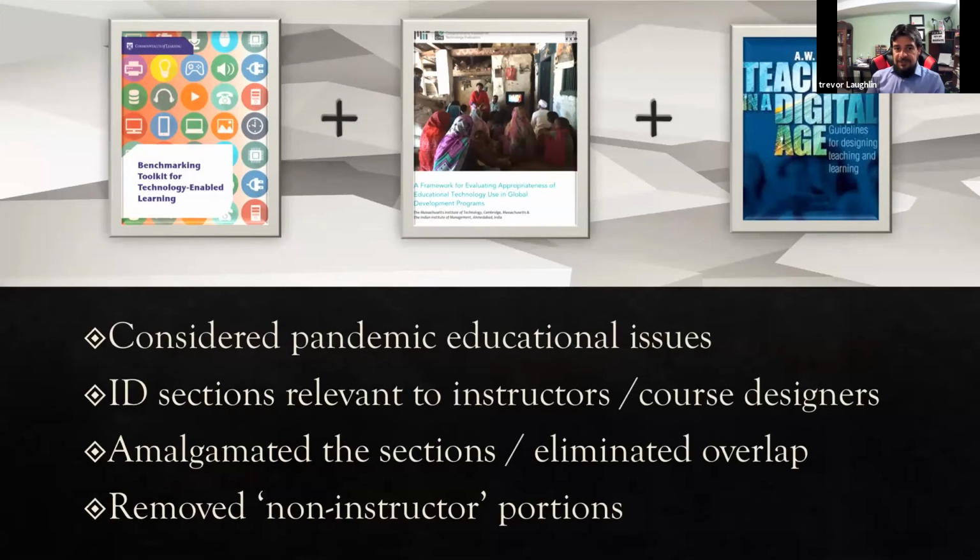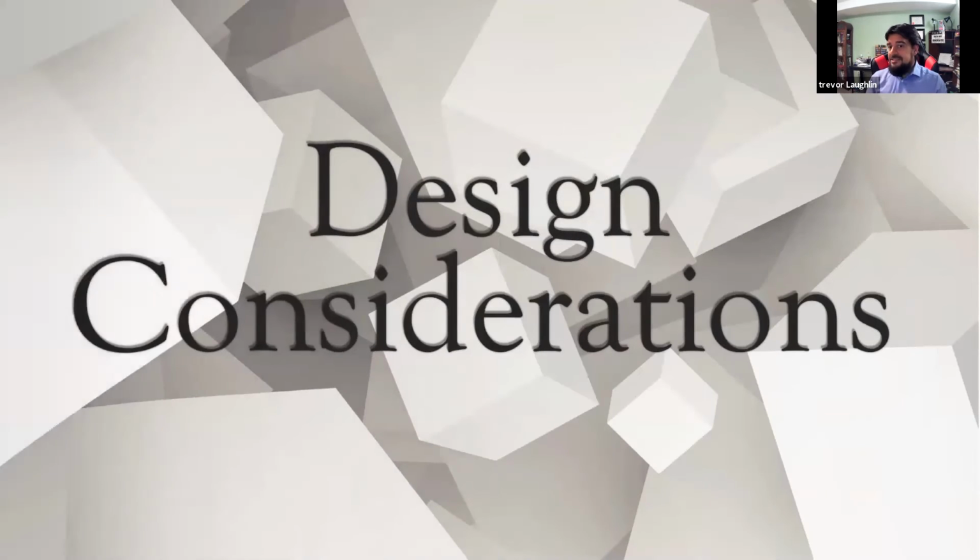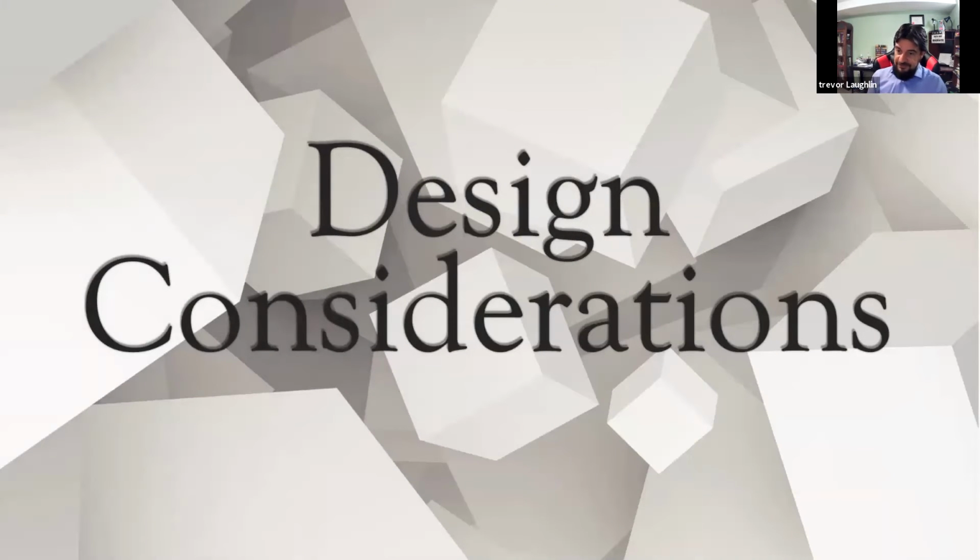So what we did is we took the benchmarking toolkit, we took CITE, and we took sections, and we analyzed that for, first of all, what is relevant to teachers? What is relevant to course designers, people in the trenches doing work right now? We amalgamated those common sections found in the toolkit, CITE, and in sections. We put them all in one document. We cross-referenced them to see that they're talking about the same thing. We amalgamated them. And then we eliminated the non-instructor portions that really couldn't be relevant to our discussion. And that's when we came up with the design for SILC.